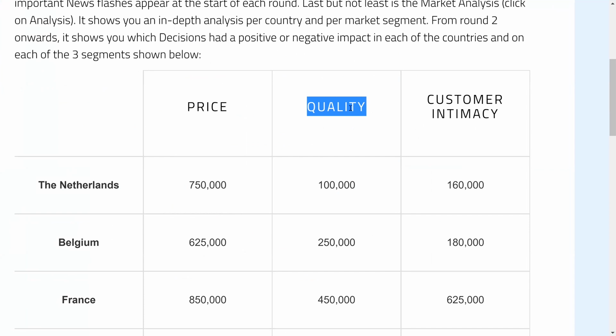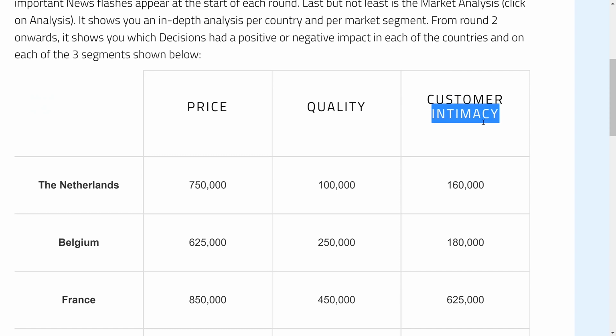The quality segment customers, quite the opposite end of the spectrum. They're really sensitive to quality. So if you were to raise the quality and price by 10%, likely they'd be quite happy with you. The customer intimacy segment is less sensitive to price than the price segment, and less sensitive to quality than the quality segment. So you don't have to do too well on price and quality to sell phones here.